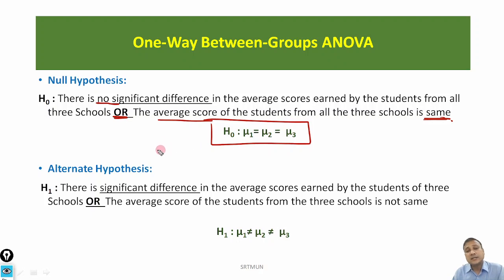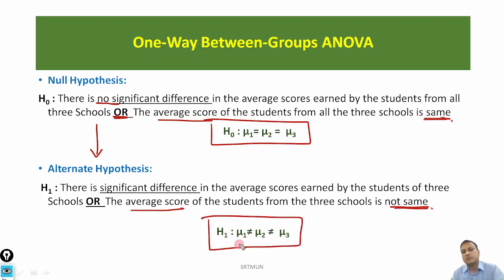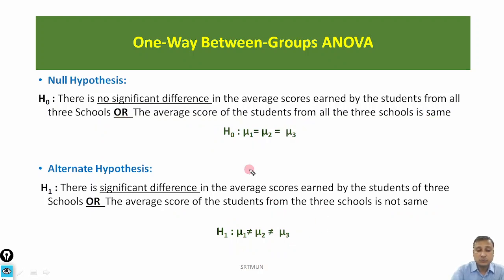What would be the alternative hypothesis? Alternative hypothesis would be exactly opposite to the null hypothesis. That is, there is a significant difference in the average scores. Or in other words, the average scores of the students from three schools, they are not same. Symbolically, H1: mu1 is not equal to mu2 is not equal to mu3. Now we are going to test this hypothesis.